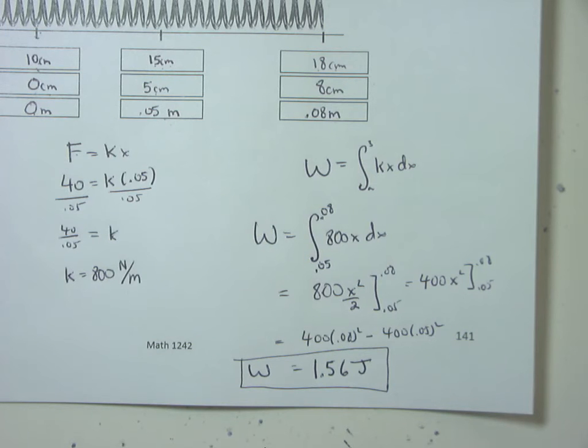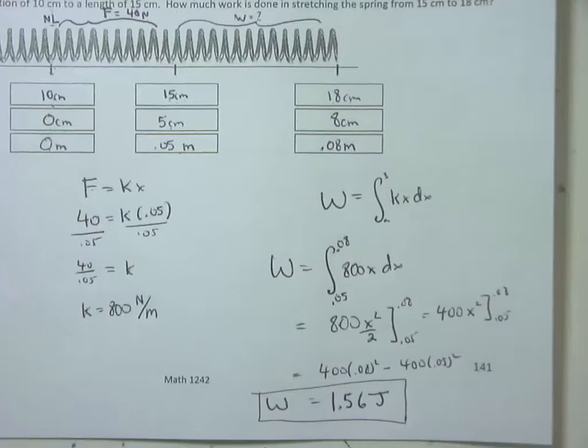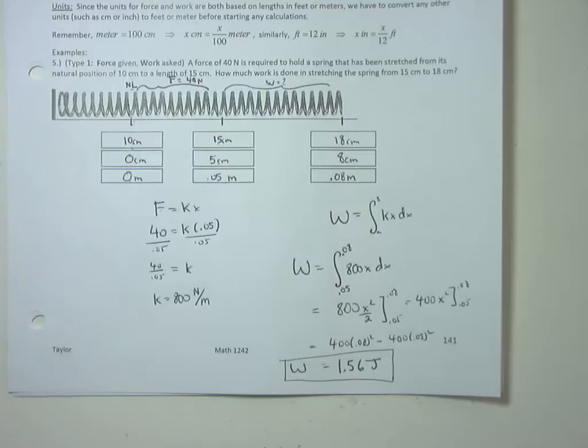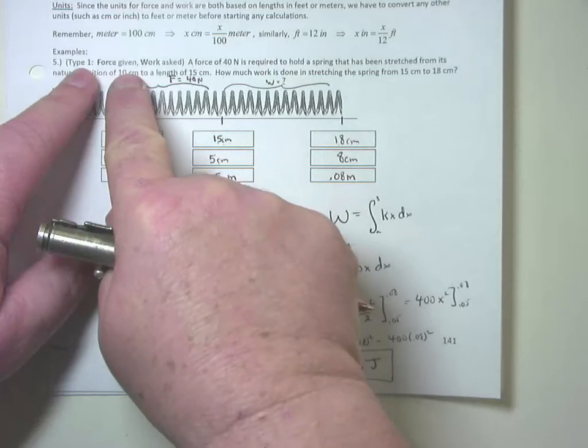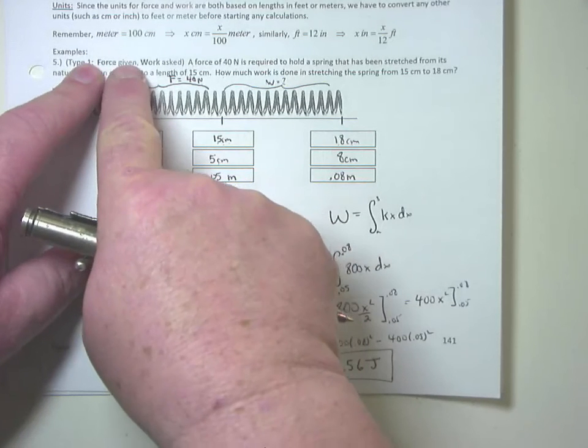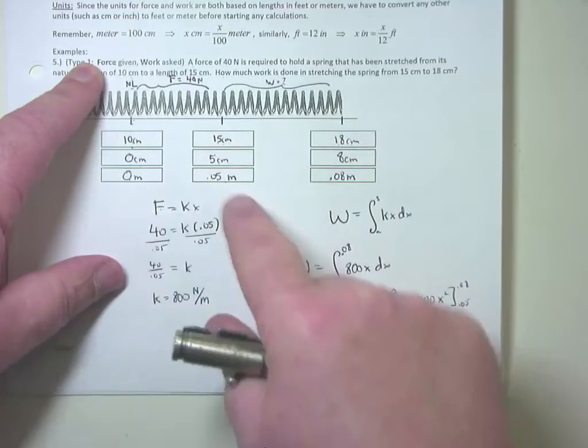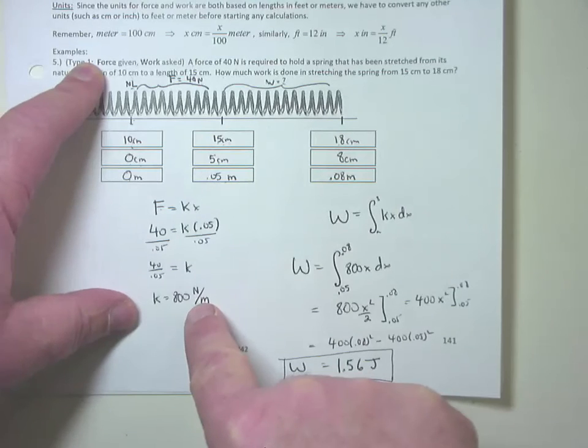Now, before we get started on the next problem, take a look at this one. I call this problem a type 1 problem. There's only 2 types. It's about finding that K. This was the easiest type. I gave you force and I asked about work. F equals Kx, and I use that force to figure out what K is.